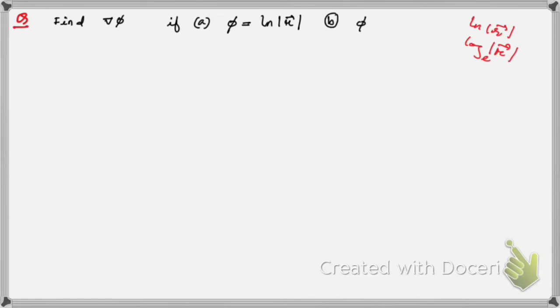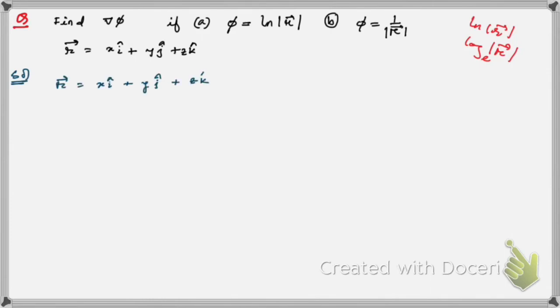Now for part b, phi is 1 by r, mod of r you can say, or simply r. The r vector is given by this, you know that. Now let me write what r is here first. This is your r. So mod of r will be root over x squared plus y squared plus z squared.